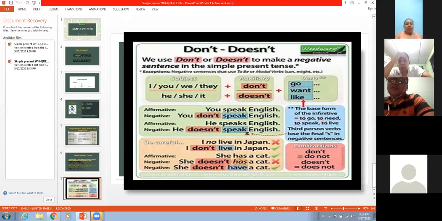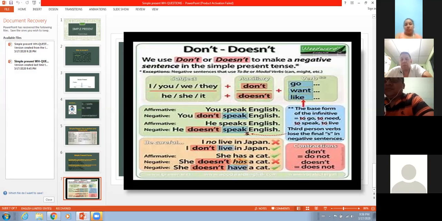Okay, she has a cat. That's simple present in the affirmative. Very good. Why has, guys, and not have? Has is a third person form. Exactly. And in which part of this sentence does it indicate that I'm talking about the third person? She. Exactly. This is third person singular.